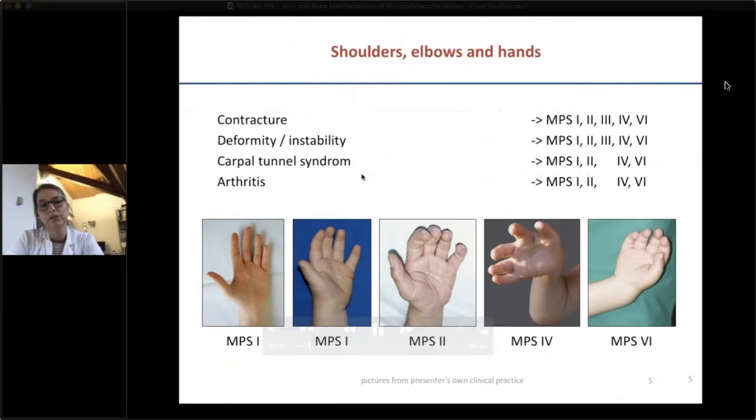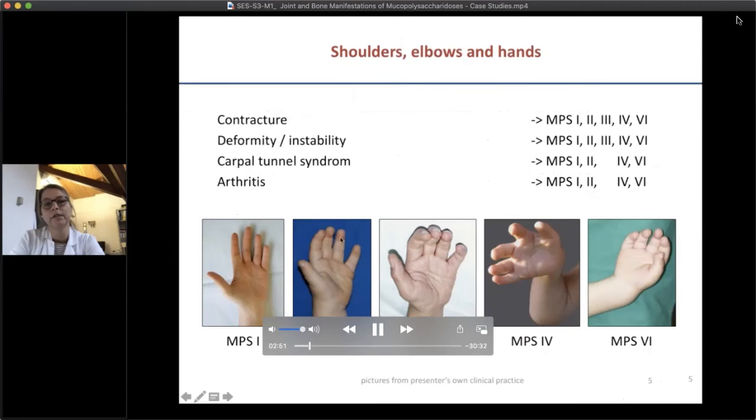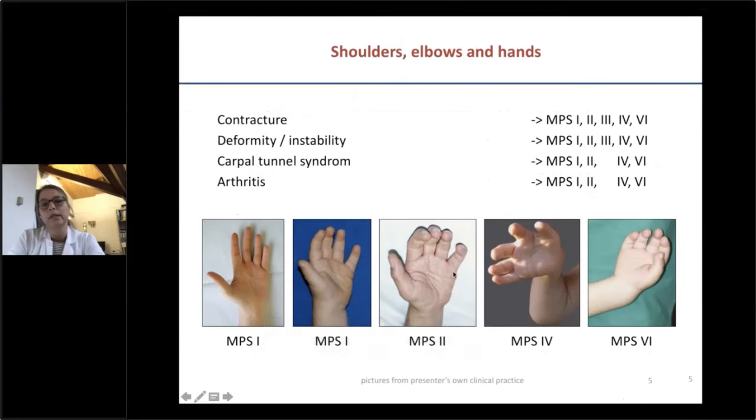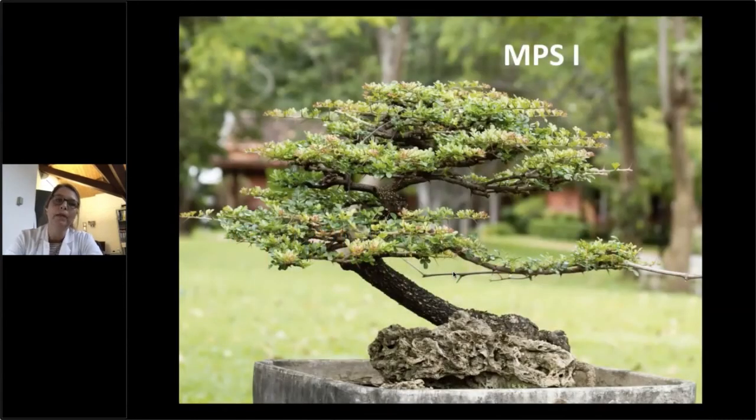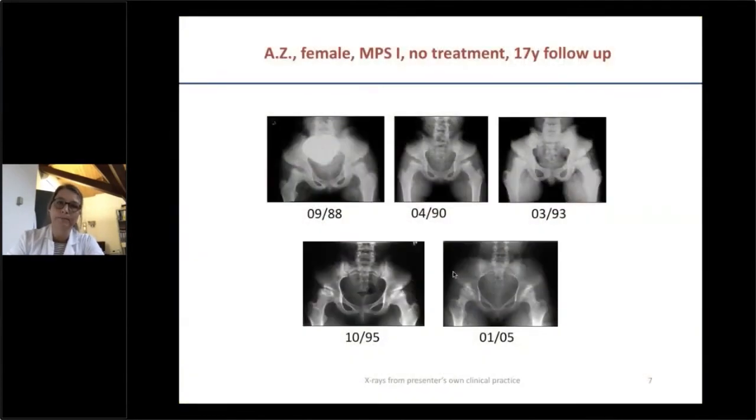And you see another feature in the hands figured out here, that there are contractures in the fingers, especially in the distal joint of the fingers. And now I want to step into the two main forms, MPS 1 and MPS 2. We start with MPS 1.